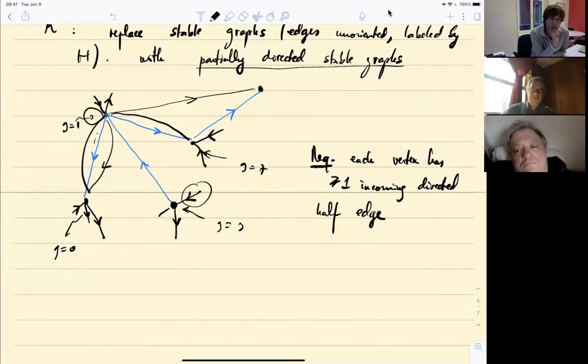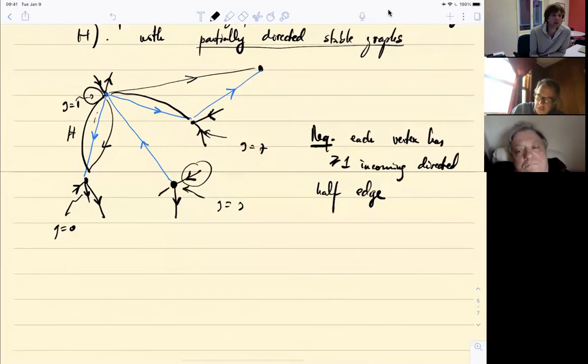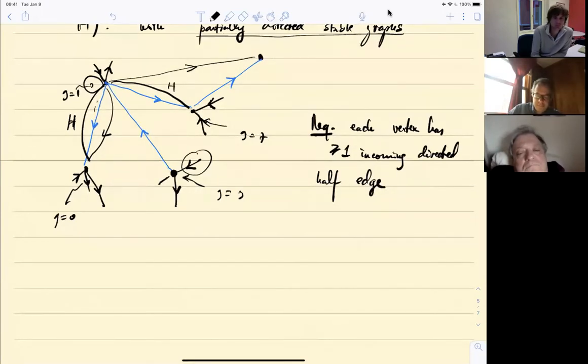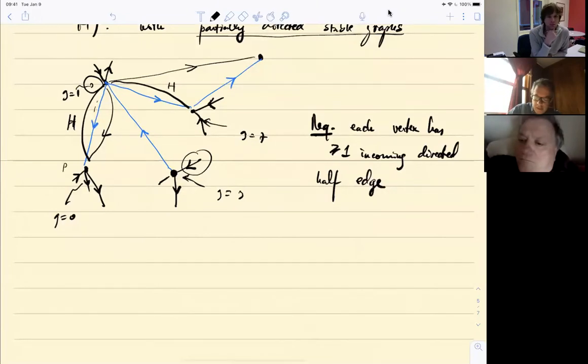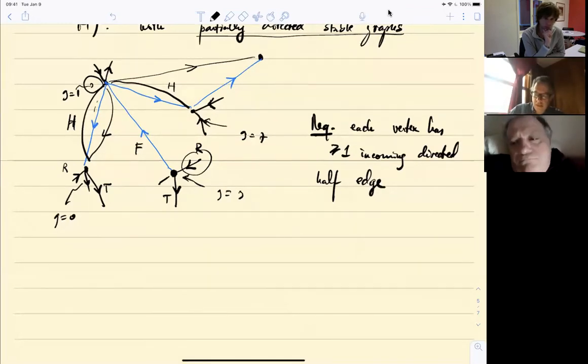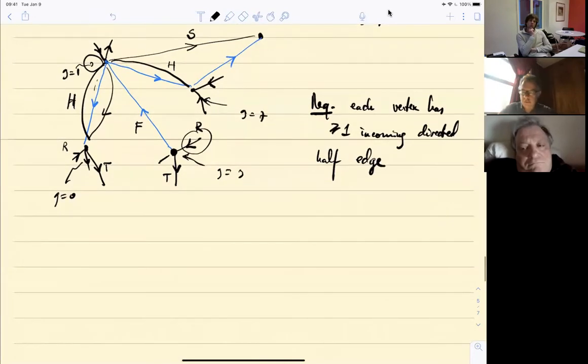What does it mean? I need to tell you the propagators again. Everything else is standard. So the way I evaluate here is I put on some more operators. First of all, the undirected edges will carry the same operator H as before. The incoming edges will carry operators R, and the outgoing ones will carry operators T. So this will be a T, this will be an R. The directed edges have the operator F, and those in the spanning tree and those outside of the spanning tree have the operator S. And now I need to tell you what all of those are.